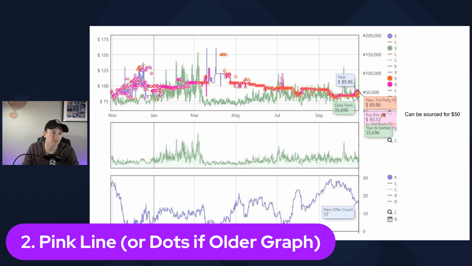The sourcing for $50 doesn't matter as much. What matters to me is whether it's profitable or not, and if it meets my metrics. At this $89 price point, you may be making $10 or $15. In that case, I wouldn't buy it because it's not enough money.